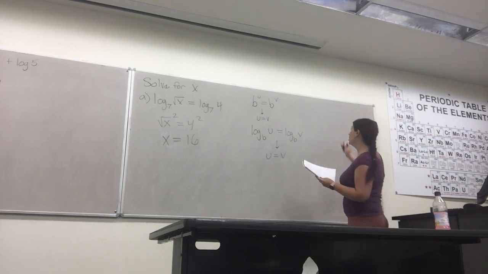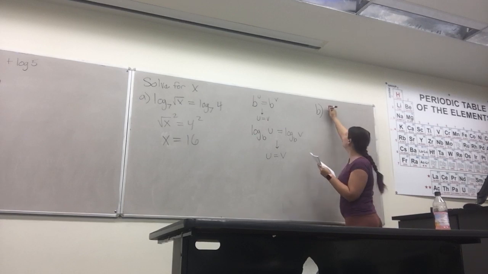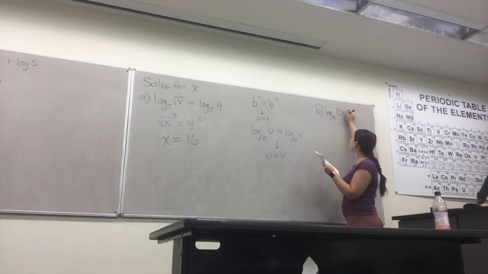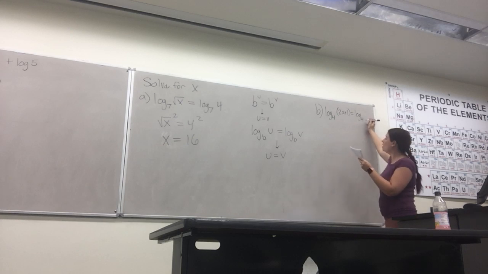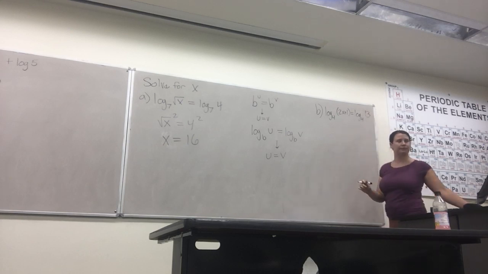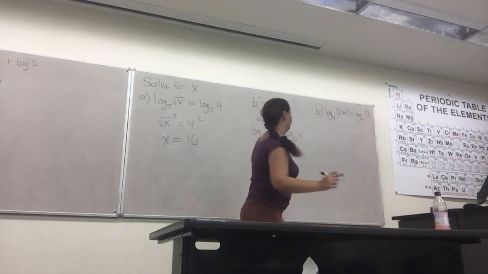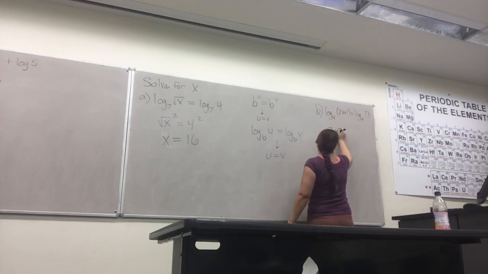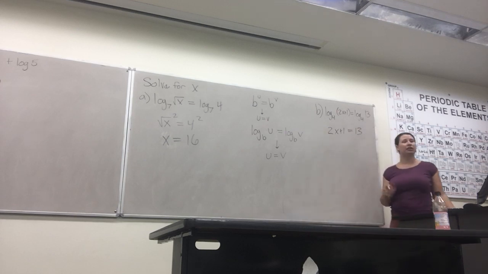All right, second one is if we have log base 4 of 2x plus 1 equals log base 4 of 13. So what do we do? We have logs, same base, so their insides are equal. So 2x plus 1 equals 13. And then finish solving for x, right?